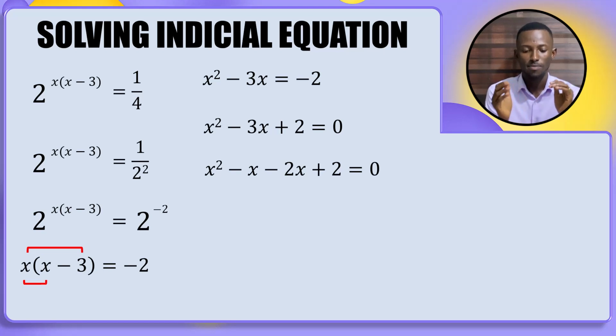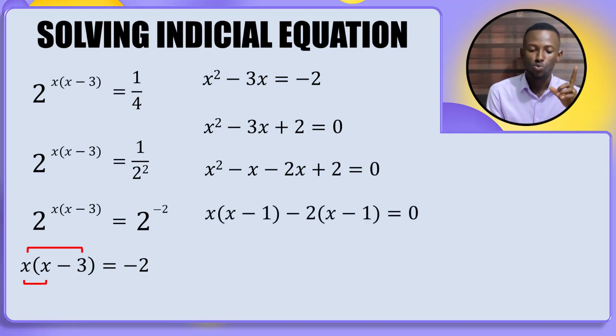We have x squared minus x minus 2x plus 2. So we'll group them: x squared and x as one set, and negative 2x plus 2 as one set. Now we factorize them. What we will get is x(x minus 1) minus 2(x minus 1) equals 0.